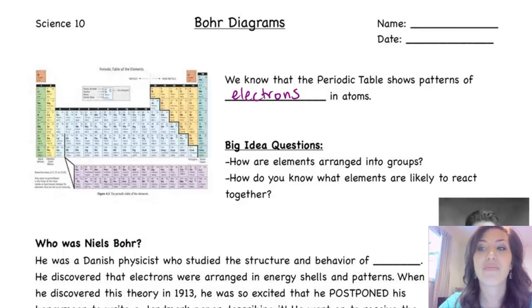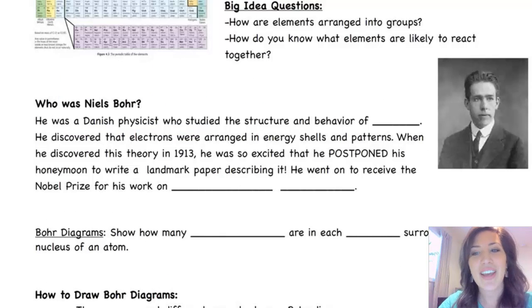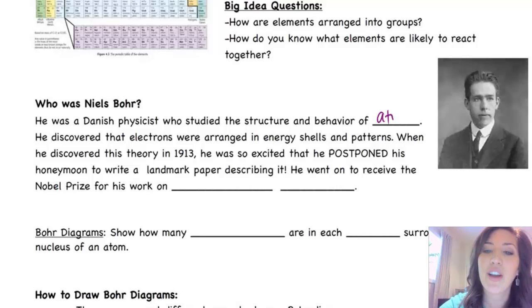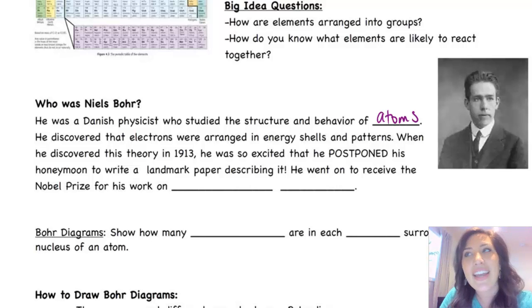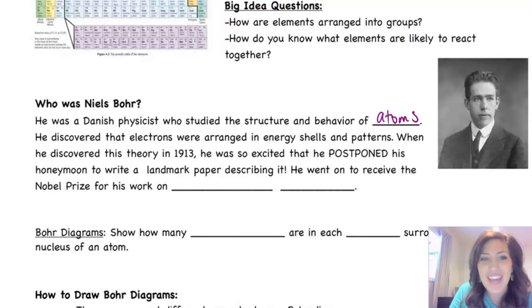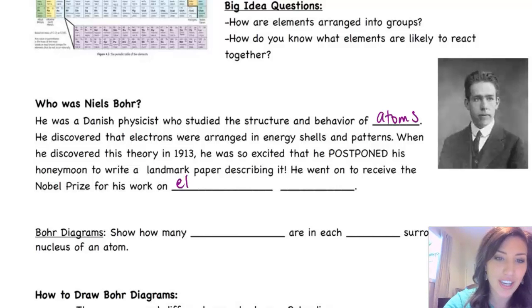react together? So here we have this studly guy, Niels Bohr, and he's the one who invented Bohr diagrams. He was a Danish physicist who studied the structure and behavior of atoms. And he discovered that electrons were arranged in what he called shells. And he was so excited about this that he actually postponed his honeymoon so that he could write a very famous paper on it. He later went on to win the Nobel Prize for his work on electron shells. So that's pretty exciting.